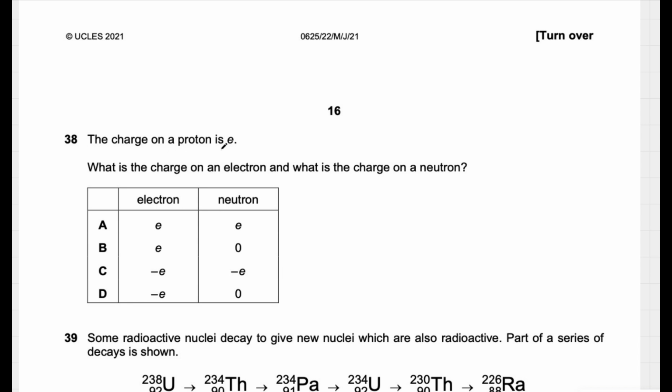The charge on a proton is e. That e means positive e. What is the charge on an electron? The charge on the electron will be minus e. Proton will be plus e. And neutron will be 0. No charge. Neutron does not have charge.